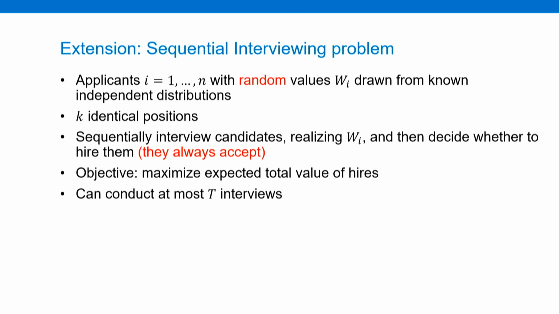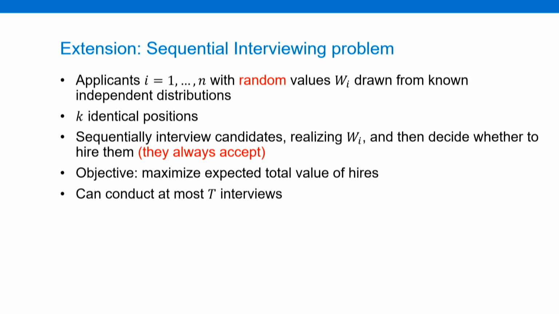I'll now show you more randomized rounding. Another powerful thing is it tends to unify a lot of different problems. So I'll now show you an extension of the previous problem that can be solved in the same way. This is now the sequential interviewing problem, where instead of having already interviewed the candidates, they now have random values. I'm highlighting in red what's different from before. Everything's the same. The only difference is the Wi are now random. I assume I know the distributions. They're independent.